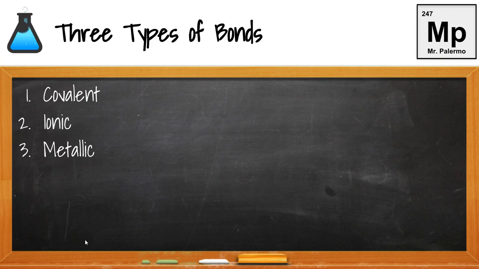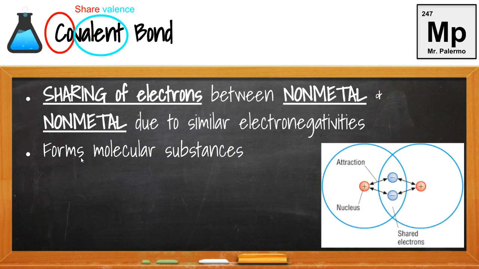Now let's look at the three types of chemical bonds. The first one we have is covalent, the next one is ionic, and then we have one called metallic. A covalent bond: the word co means share, and valent means valence electrons. So they are sharing valence electrons.